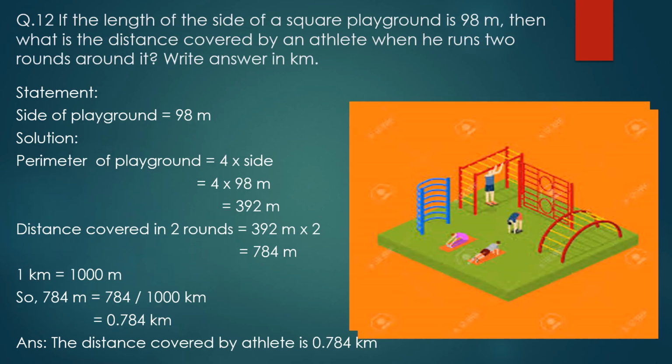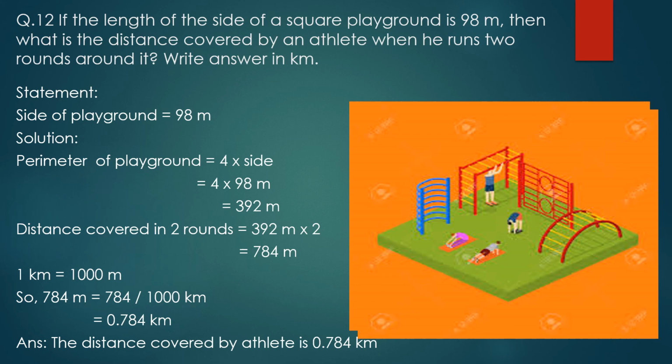Next, nice. The length of the side of a square playground is 98 meters. Then what is the distance covered by an athlete when he runs 2 rounds around it? Write the answer in kilometers. See, the conversion is there. Now first of all, it is around, so it is related to perimeter. Right? He will be having rounds and it is a square shape. So first we will find the perimeter, that is 4 into the side, that is 98 meters. That is total equal to 392. Right? He will be having two rounds, so 392 into 2, so total distance covered is 784 meters.